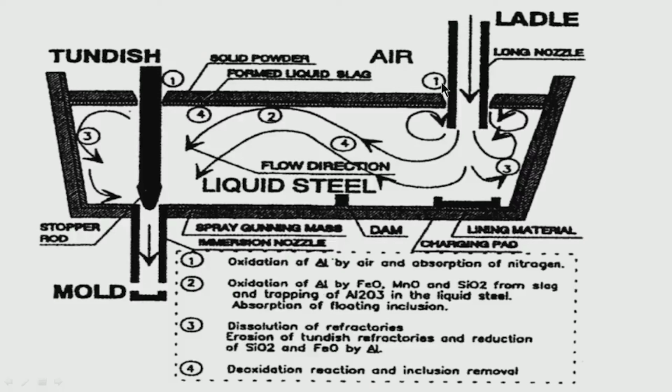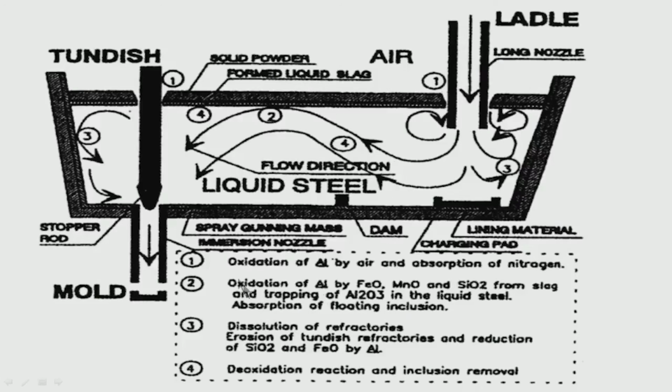Now, what is happening here? Look at what is mentioned here. One is oxidation of aluminum by air and absorption of nitrogen. As I was telling, at the top of the tun dish there is a possibility of reoxidation and renitrogenation if the liquid steel comes into contact with air. So the liquid steel in the tun dish must be covered with some slag. This is very, very important. There has to be a slag cover, both from an insulation point of view, so that the temperature of the liquid steel does not come down very fast, and also to prevent reoxidation and renitrogenation.